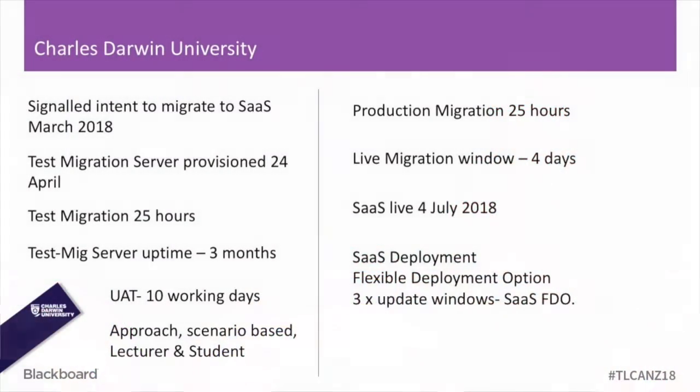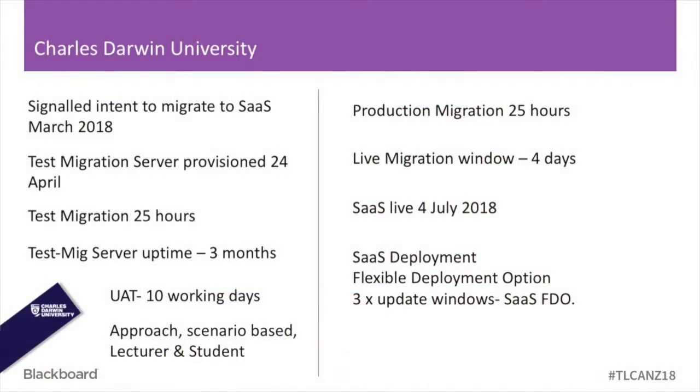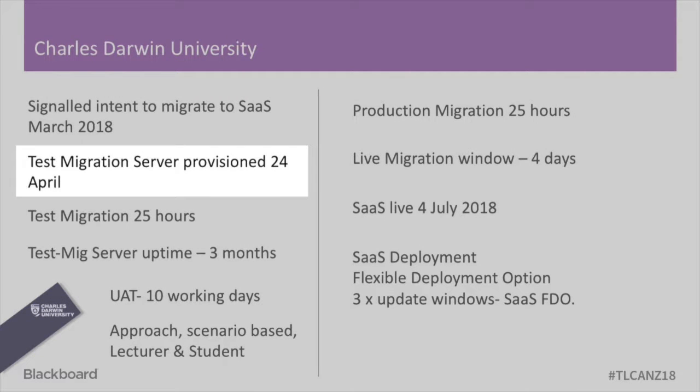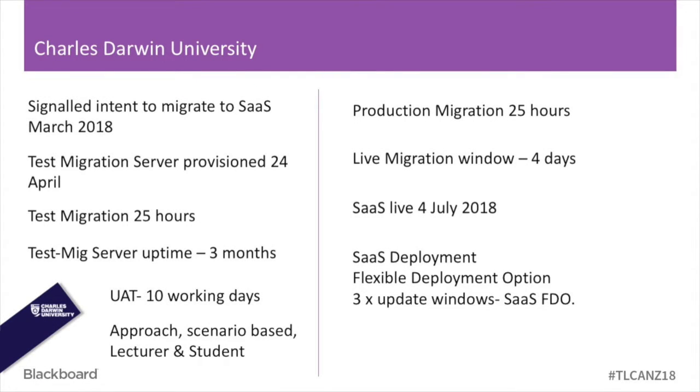So we started talking about SAS around, I reckon, October, November last year. And then the university signalled the intent to migrate to SAS in March this year. So we had a pretty rapid timeline, and in our first kick-off calls with Angelo from Managed Hosting, one of the first things we identified was that it was a very short time frame to get there. We provisioned our test migration server on the 24th of April, so it was really only about 6 weeks later that we had the test migration environment up.